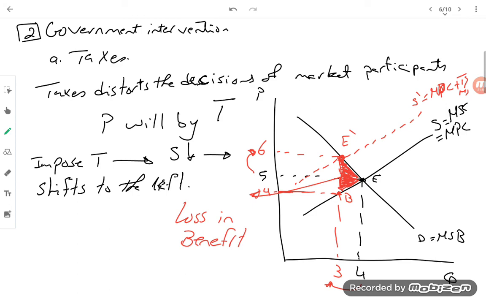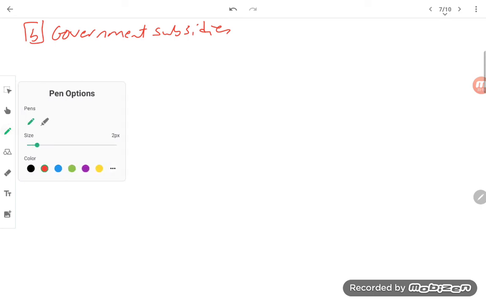What about giving subsidies, which is case number B, government subsidies. The government is going to provide subsidies for poor people or for suppliers. Let's talk about it from the point of view of the suppliers. Instead of taxes, we are going to give subsidies to suppliers.